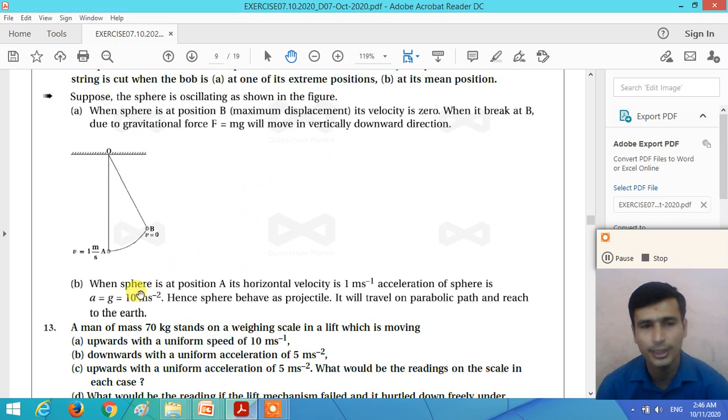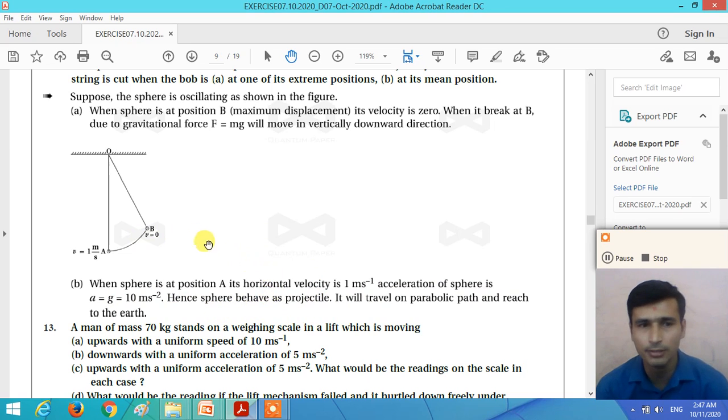Now when the sphere is at position A, that means at the mean position, the velocity of the bob is maximum, and it is 1 meter per second. So here at the mean position, at the lowest position, the horizontal component of the velocity is 1 meter per second. Acceleration of the sphere is acceleration due to gravity, 10 meter per second squared. So we consider that the sphere behaves as a projectile.